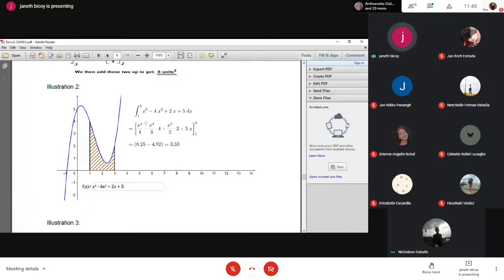Ilisan nimo na ang x ug 3. So 3 to the 4 over 4 minus 3 cube over 3 times 4, plus 3 squared over 2 times 2 plus 5 times 3, minus ilisan na pud nimo ning tanang x ug 1. You get the difference. It will give you an answer 3.33. Ang tanang x ilisan sa mo 3. The answer is 8.25. Then substitute x with 1 which is the lower limit, you will get an answer 4.92. So the difference now is 3.33. Okay, ma'am. Thank you, ma'am.